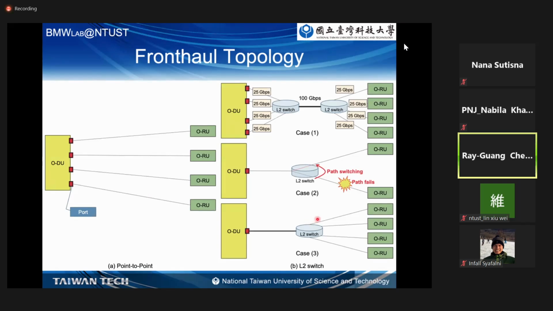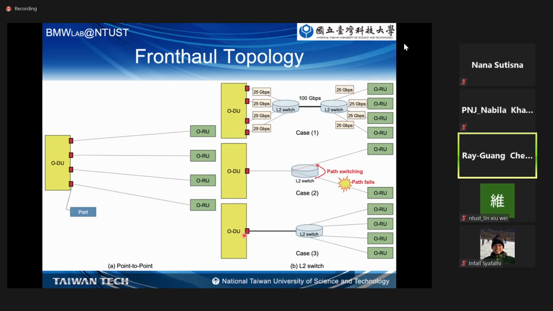For the second approach, they call it the layer 2 switch approach. It means that maybe you can use a trunk, you can use the Ethernet connection. We have mentioned the ODU, you can put ODU in the cloud or at the edge. If you put ODU at the edge, maybe the distance between ODU and ORU is not far, so they can have a direct fiber connection.